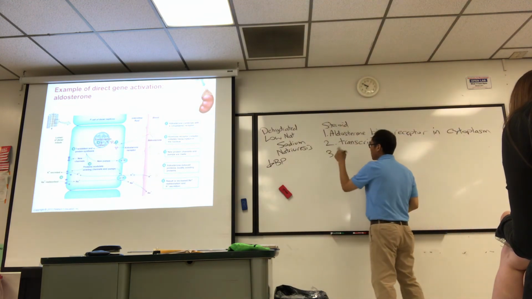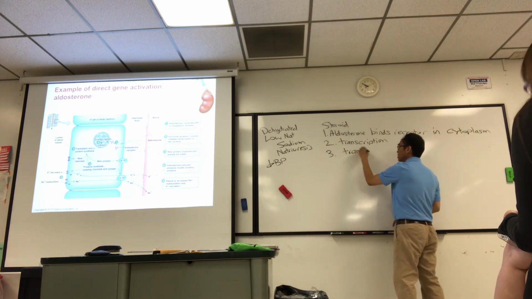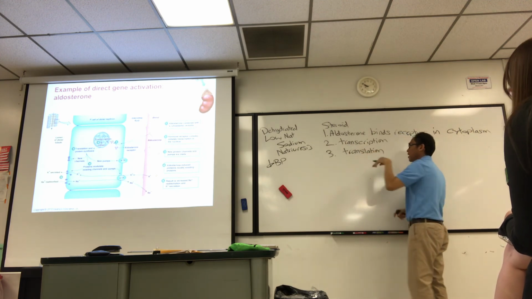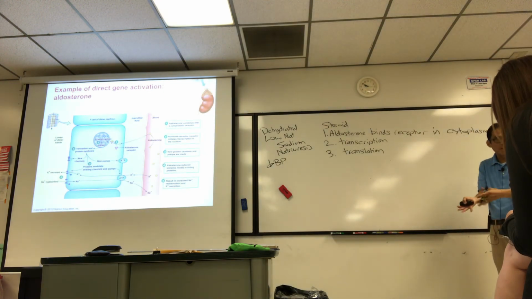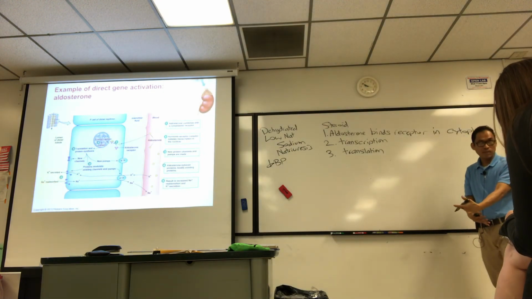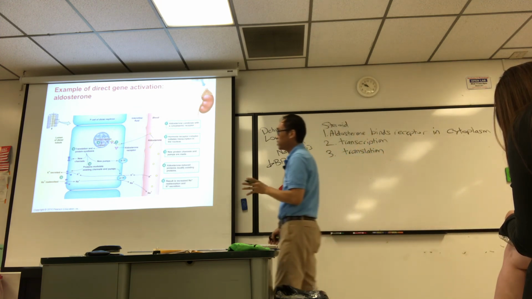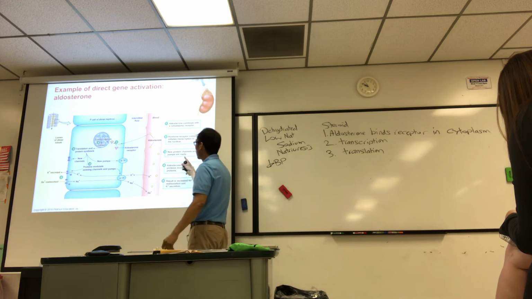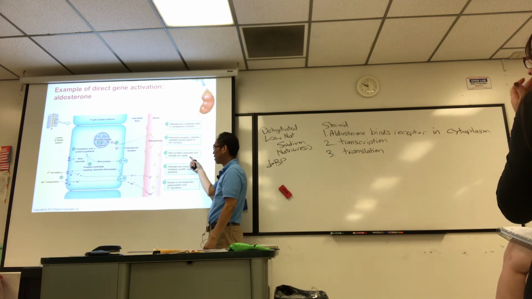In step 3, in the cytoplasm, you have to translate. Translation. You got to go from RNA to amino acids, right? You translate the code from nucleic acids to amino acids to get the protein that you want. That's step 3. I said translation. It says new protein channels and pumps are made.